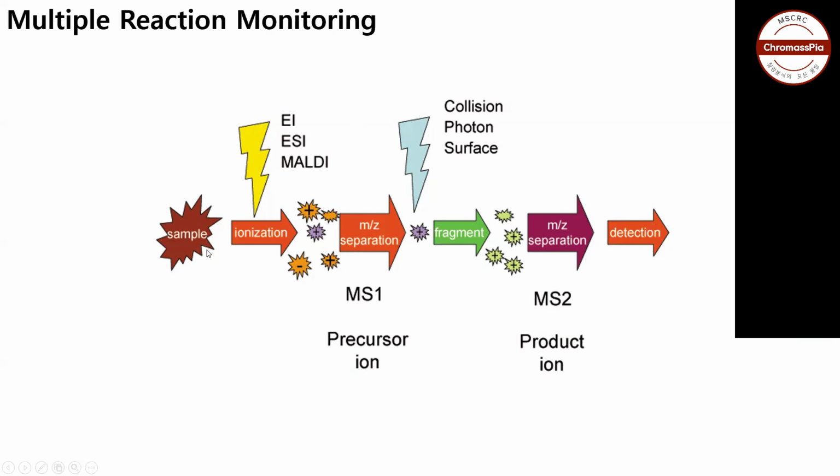So when the sample goes in, it is ionized with the ESI for our TQ, and the first quadrupole will separate the ion which we want, which is the precursor. Then after the second quadrupole, where the collision works, we will select the product ion in the third quadrupole. So we can actually collect the product ion we want. So it makes the triple quadrupole different from other instruments.